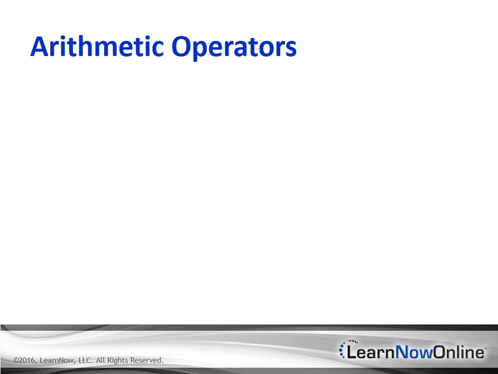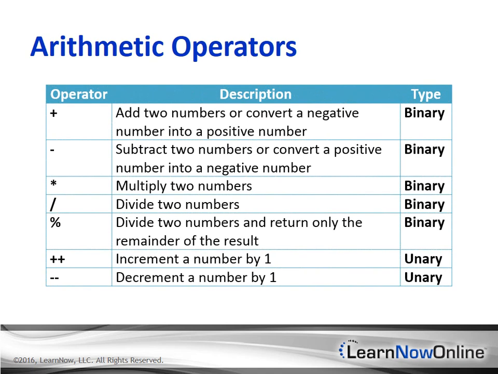All right, so let's start out by talking about the arithmetic operators. So here's a list of the most common C# operators that you can use to perform basic arithmetic on one or two variables. The type column indicates whether the operator works on one value, which are unary operators, or two, which are binary operators. There's also a ternary operator that operates on three values, which you'll learn about when we explore branching in C#.